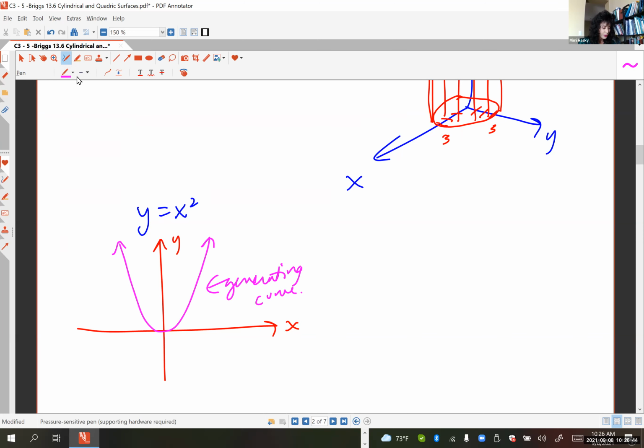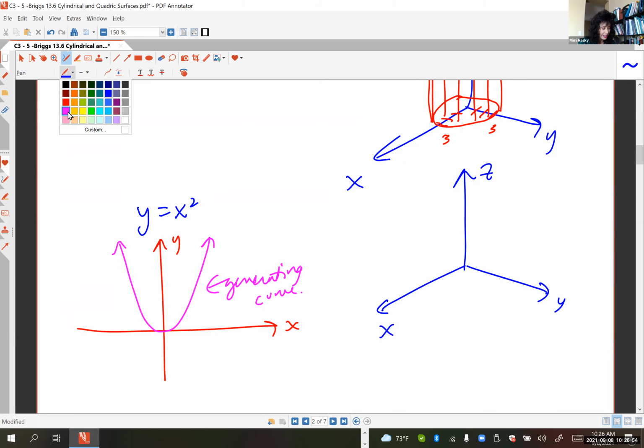Now you have to go to 3D. Okay, so I'm going to draw the X, Y, Z axes. And now let's try and draw that parabola flat in the XY plane. Well, it's pointing upward in the positive y-axis direction. So there's my y equals x squared. And now try whooshing it in the direction of the missing variable, which again is z here.